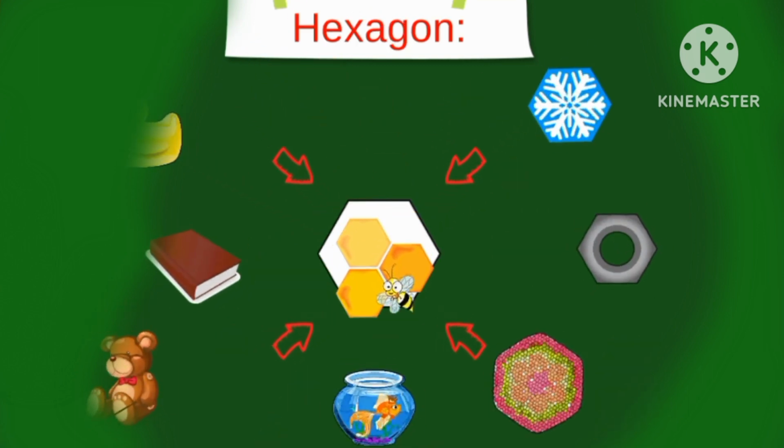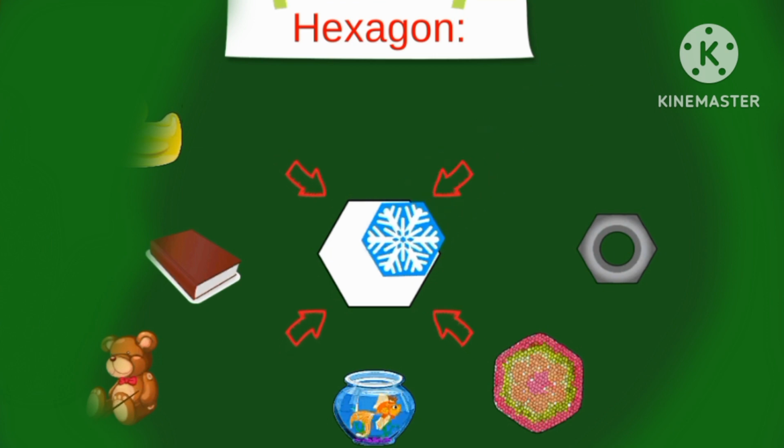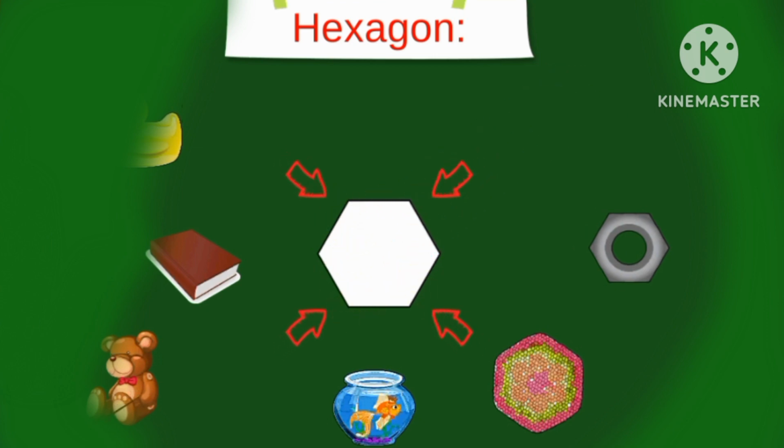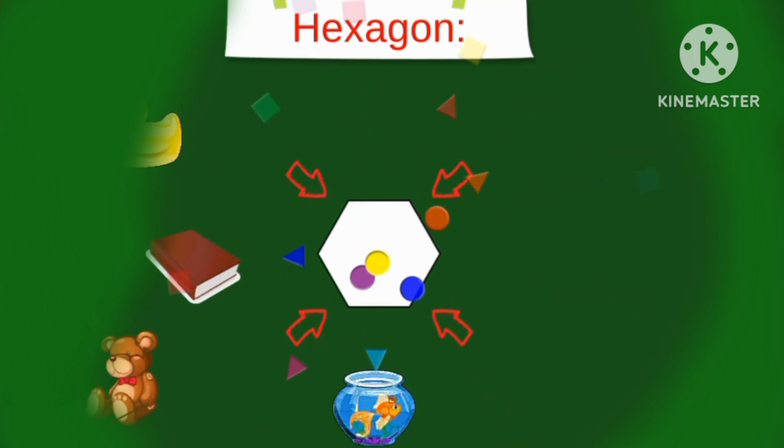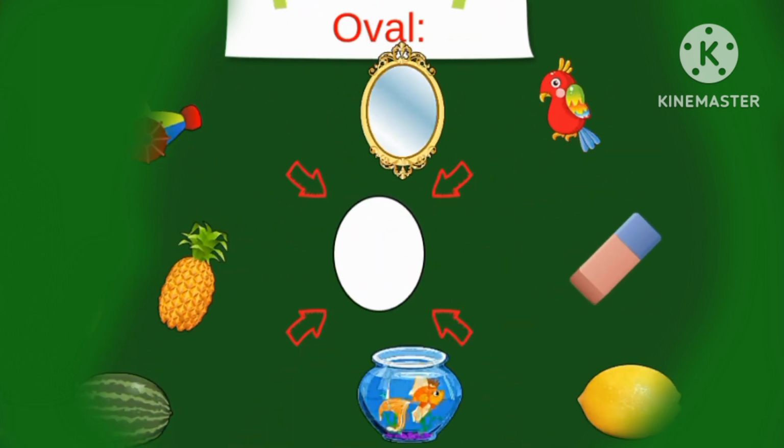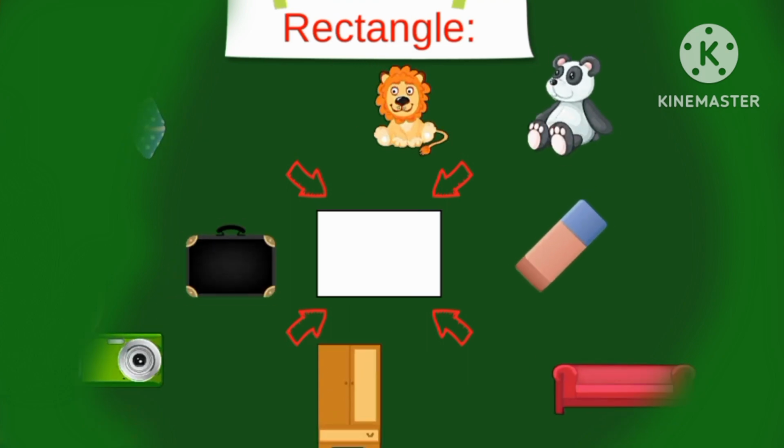Hexagon. The honeycomb is hexagon. The snowflake is hexagon. The nail is hexagon. The carpet is hexagon. Oval. Rectangle.